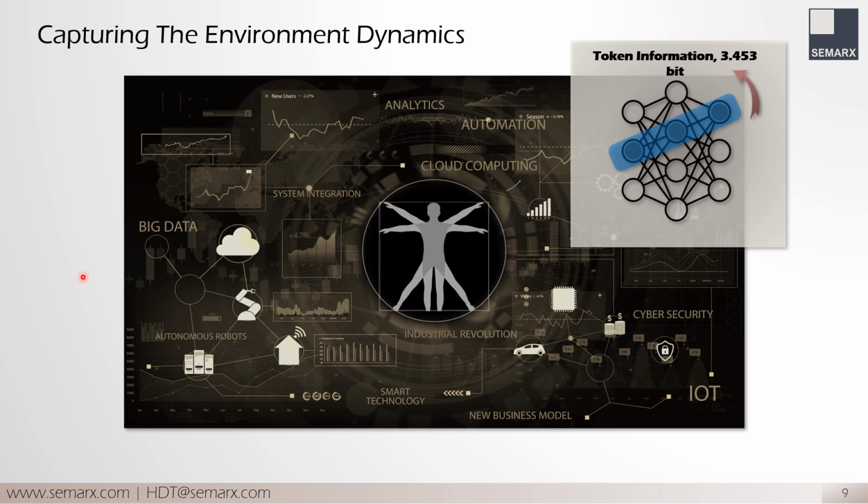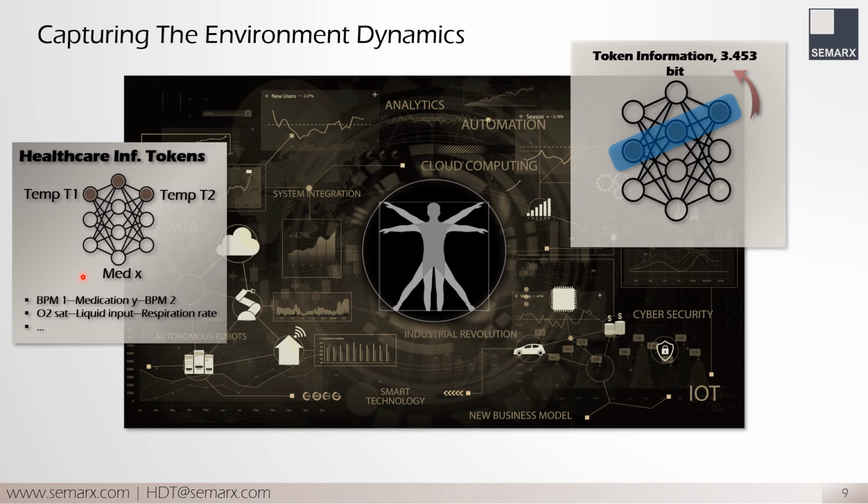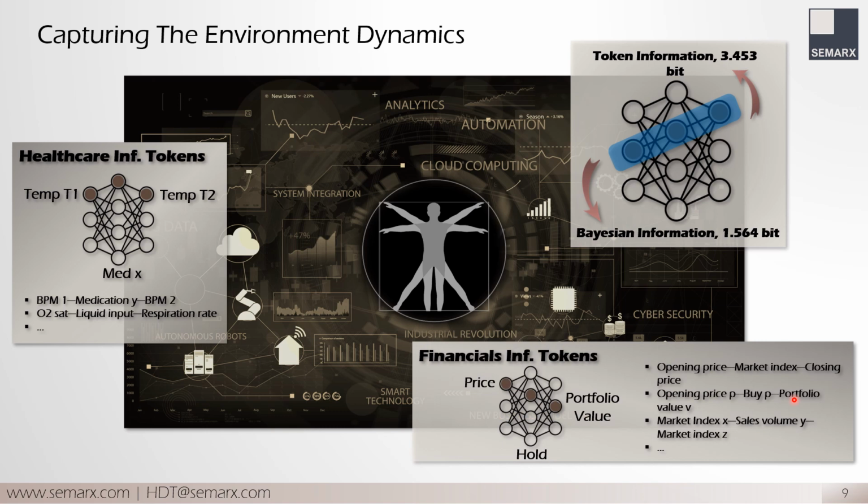interactions. For example, for a specific medical condition, how often using medication X changes a patient's temperature from T1 to T2. In analogy, the letter E in English would have a higher information value than the letter Q since E is used more often. The second parameter is the token Bayesian information value, likewise, measured in bits.